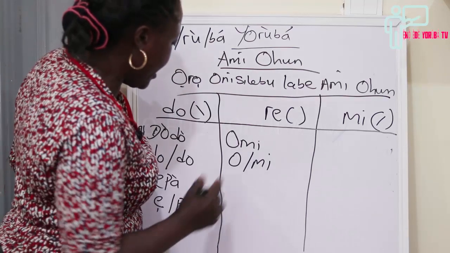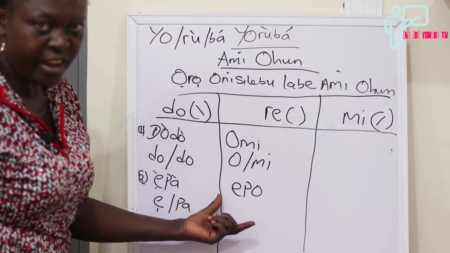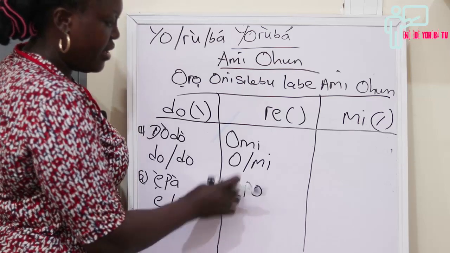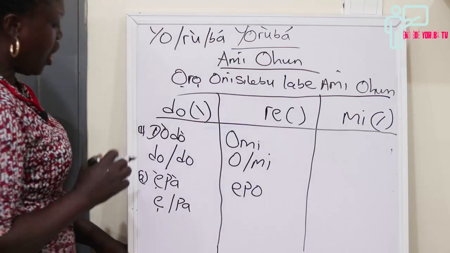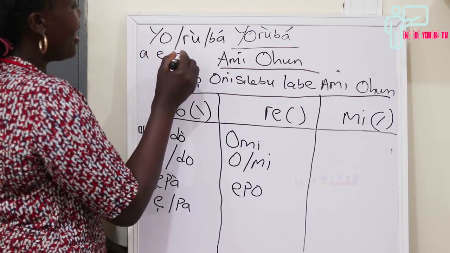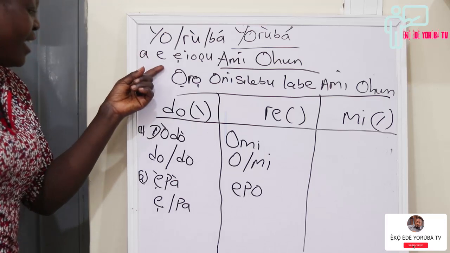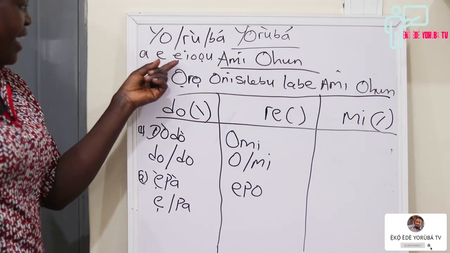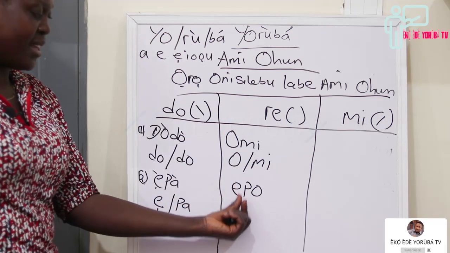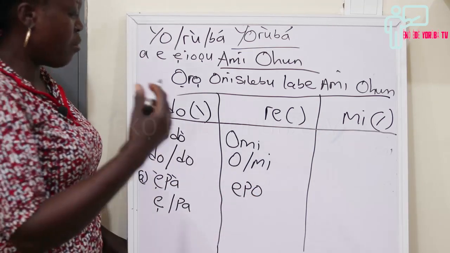Then we have epo. What is epo? Oil. You could remember I said a, e, e, o, o, u. We still refer to it. This is a, e, epo. No sign. You can see no sign. Epo, a, e. Epo.